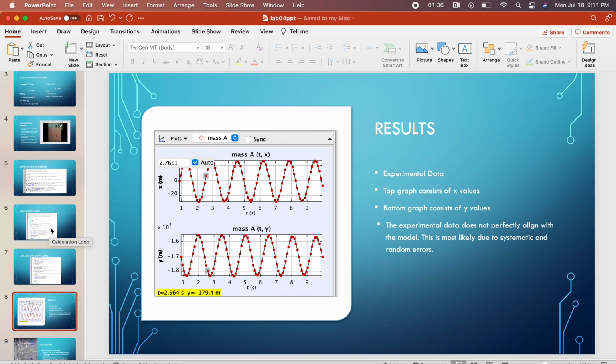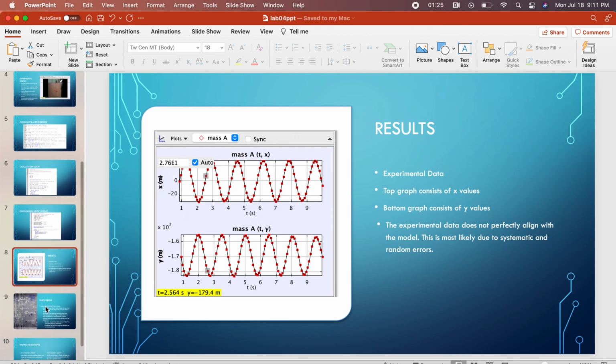We had a systematic error in the fact that we did not include drag in our calculations in the model. And of course, in real life, the mass would have some air resistance. And that's a force we did not account for.